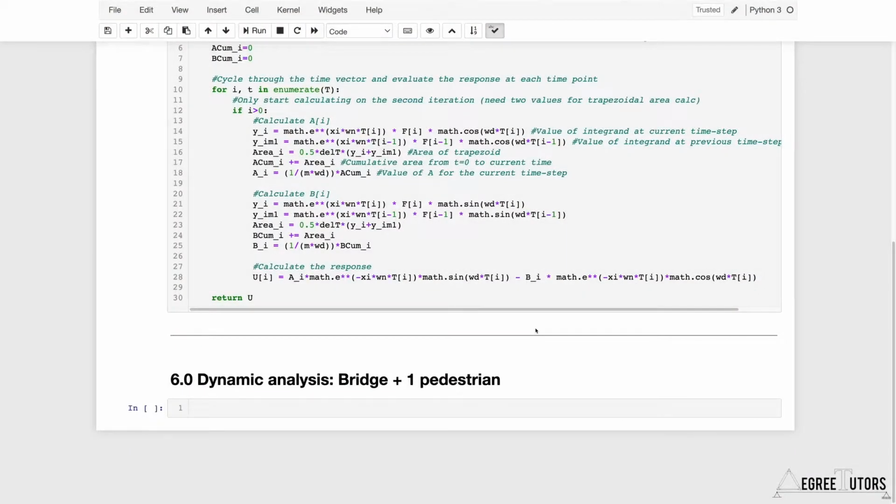Alright, so in this section we're going to take the ground reaction force that we talked about in the previous lecture and we're going to apply it to our bridge in the form of a single degree of freedom model.